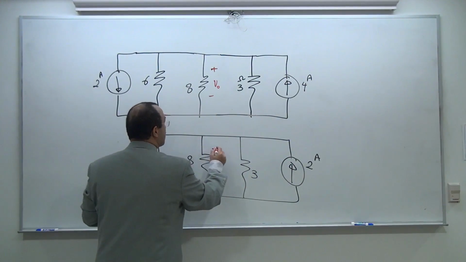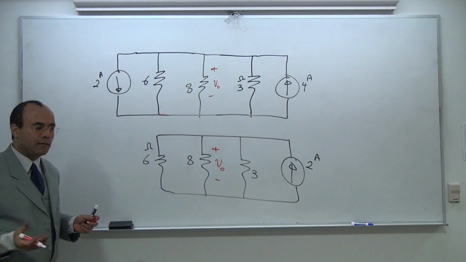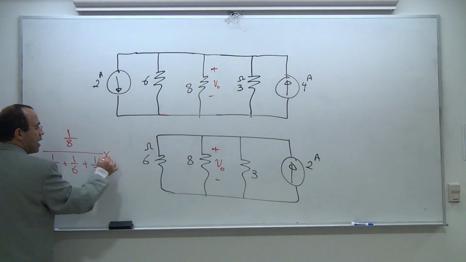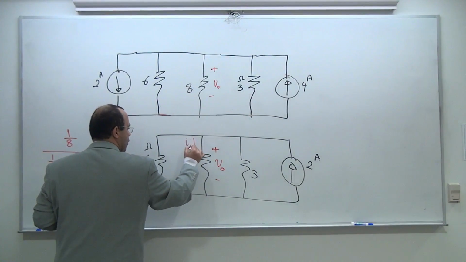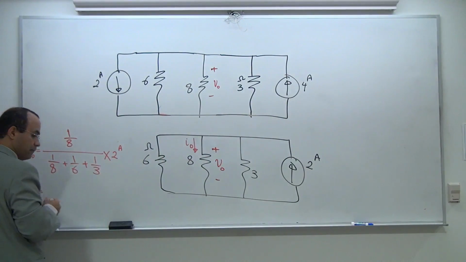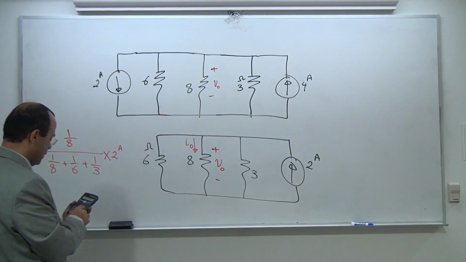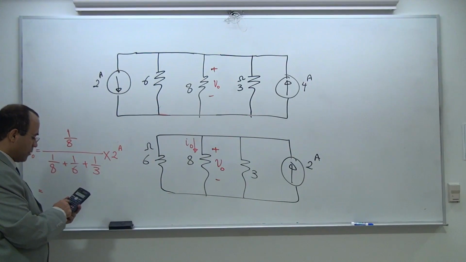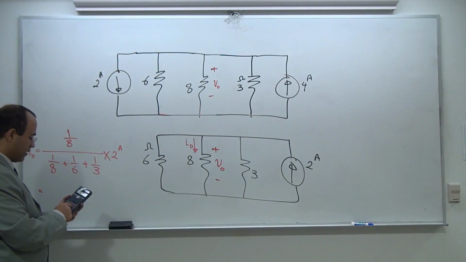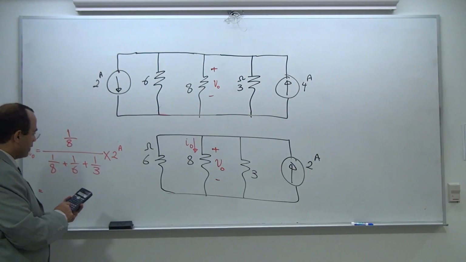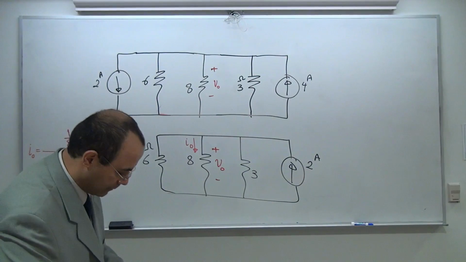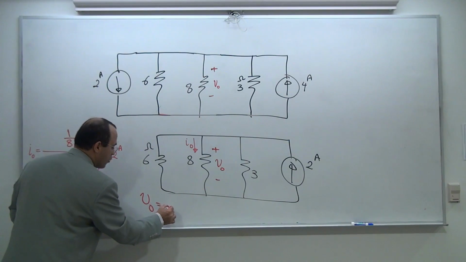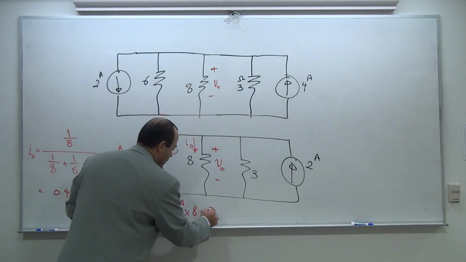Now, what is the voltage of interest? The voltage of interest is VO. I have 3 resistors in parallel, and I can utilize the G rule. 1/8 divided by 1/8 plus 1/6 plus 1/3, times 2 amp, is going to be IO. Let's calculate that. 1 divided by 8, divided by open bracket, 1 divided by 8 plus 1 divided by 6 plus 1 divided by 3, close bracket. Then I'm going to multiply it by 2. It's going to be 0.4 amp. How much is my VO? My VO is 0.4 amp times 8. It's going to be 3.2 volts.